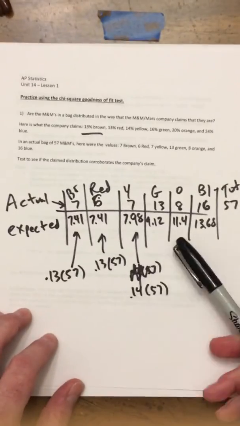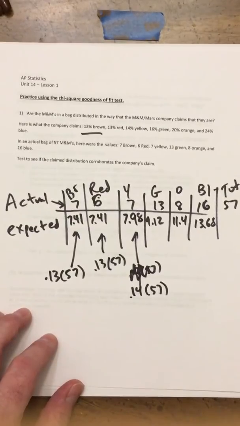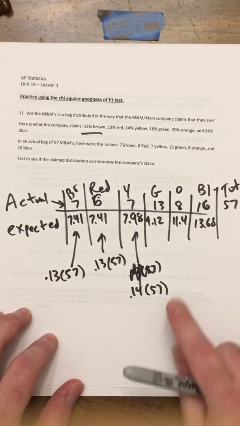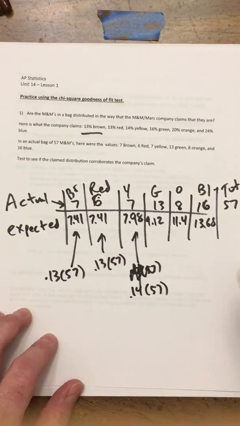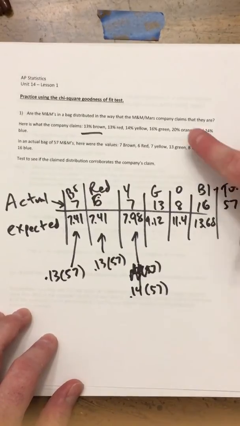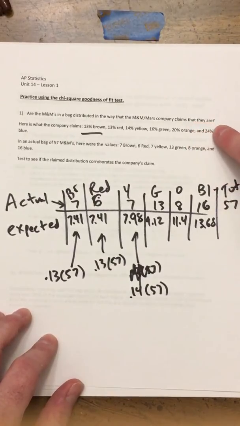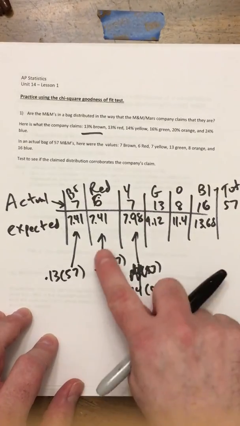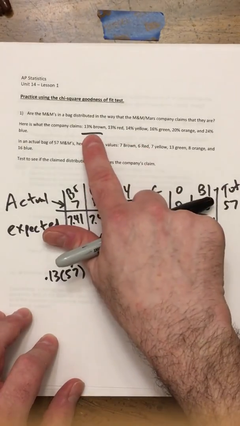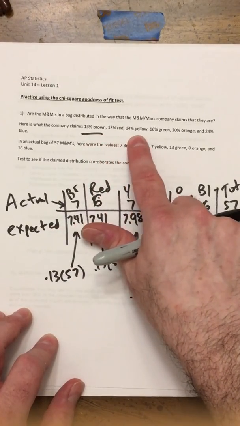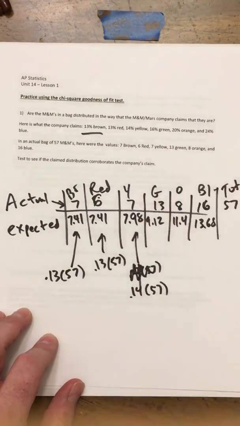And again, you would put this into your calculator and determine whether or not it was, if your p-value is very small, less than 5%, reject the null hypothesis that the distribution is as the company says it is. And if the p-value is more than 5%, you say we have no evidence to suggest that the company is not being honest with their distribution.